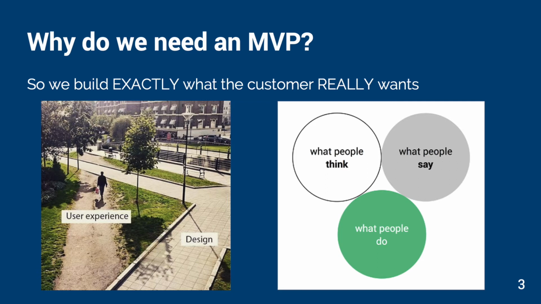And the purpose of an MVP is to get people to take action. So this green circle here, what do people do? An MVP in the context of validation is something that we can build, something that we can create, something that we can give to someone to test their actual action. What will they do when they're presented with our product or service?